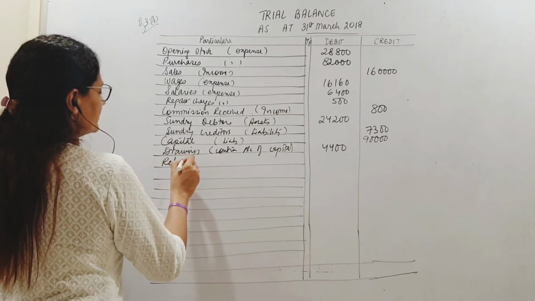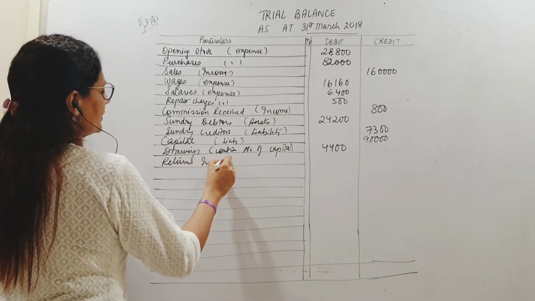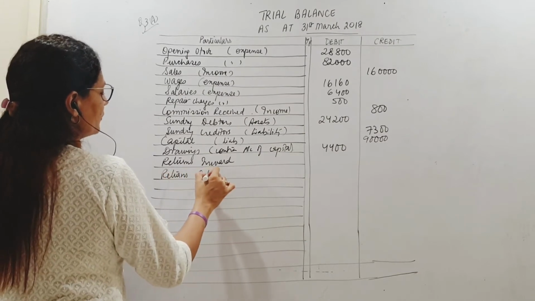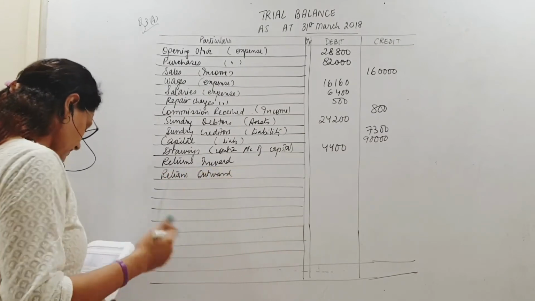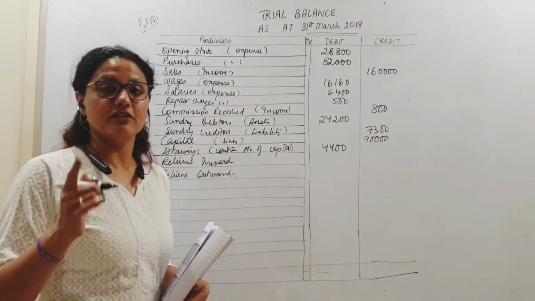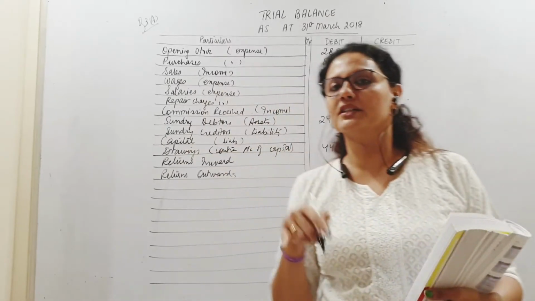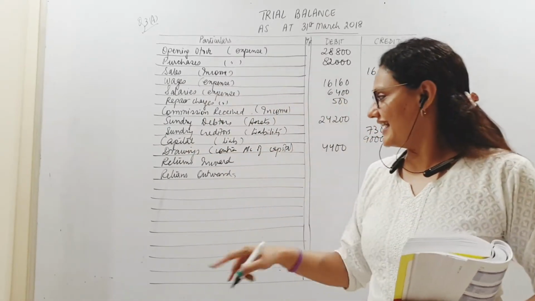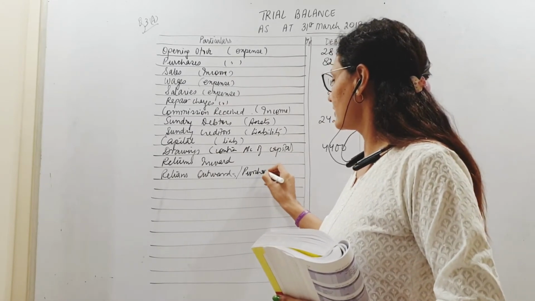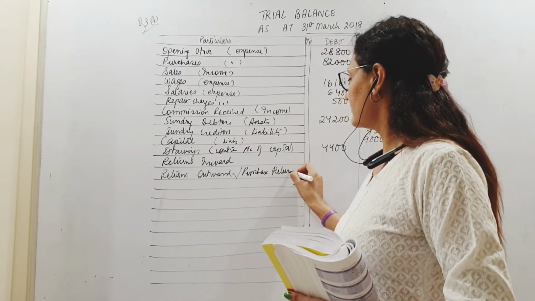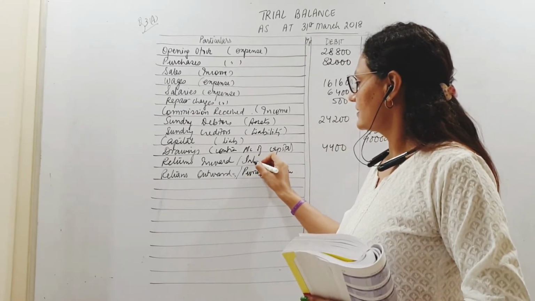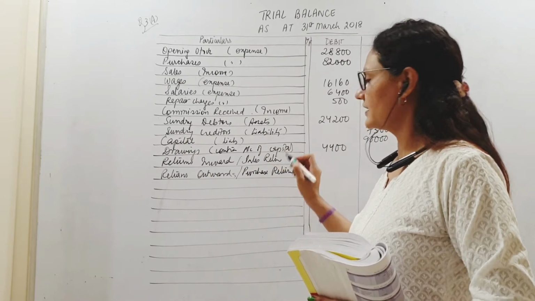Returns inward. Now, we are talking about something again which is usually confusing for the children. Return inward and return outward. We're talking about purchase and sales return. Which one is purchase return? Which one is sales return? Yes, return outward is purchase return. So this is for your just brush up. This is purchase return. This is sales return. Right?